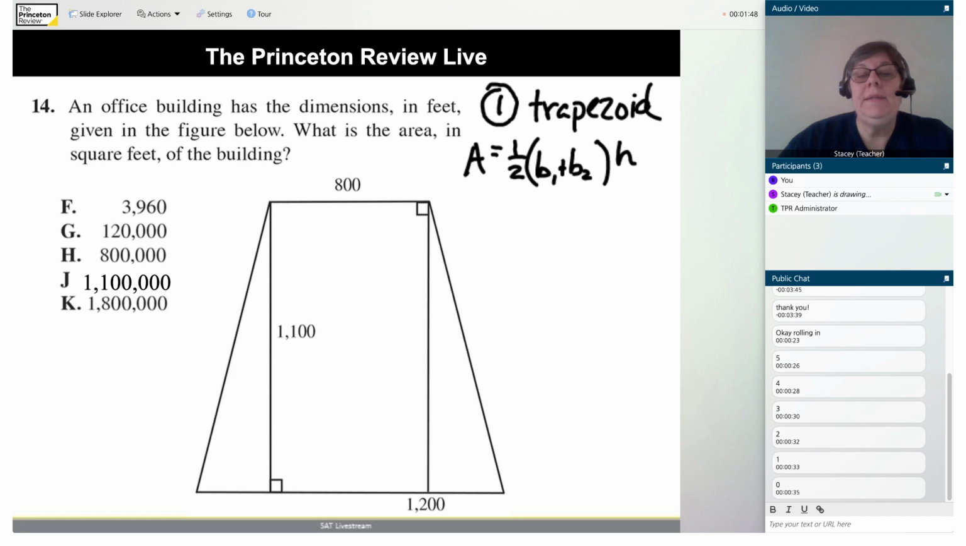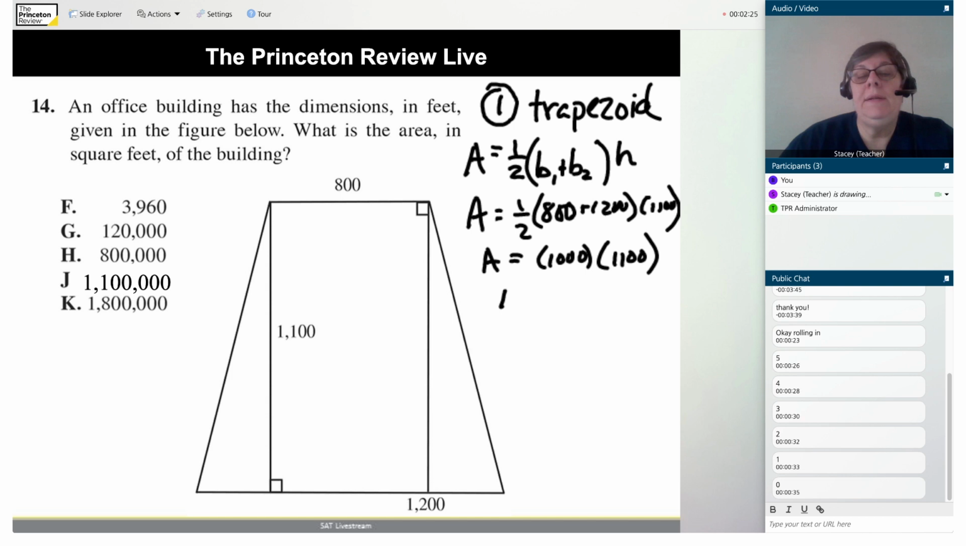800 plus 1200. Hang on, a little mistake there. Let's clean that up. I want to put a 1 in front of that too. We have 1/2 times 800 plus 1200 times the height, 1100. 800 plus 1200 is 2000. Half of 2000 is 1000. Area is 1000 times 1100. That means our area is going to be 1,100,000, which is going to give us answer J.